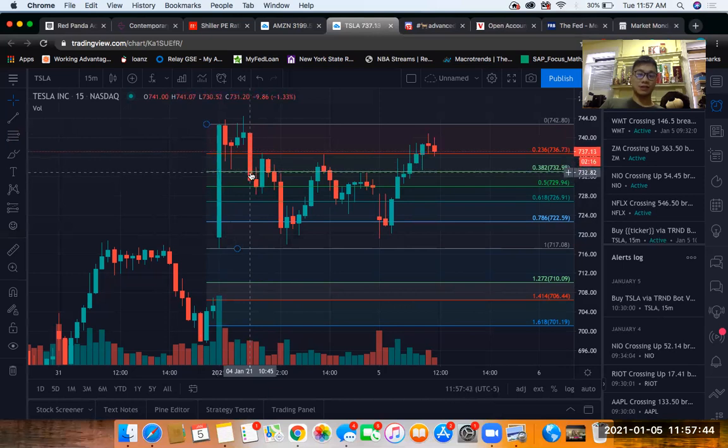Now, it did retrace down to the 0.382, but it actually retraced to the 0.5 and in the zone between the 0.5 and the 0.618. Right here in between these two zones, this is a good buying opportunity, right? So if you bought this dip and it retraced back to the first fib, the 0.236, you would have taken 730 and ridden it back up to 736, another $6 scalp move, right?